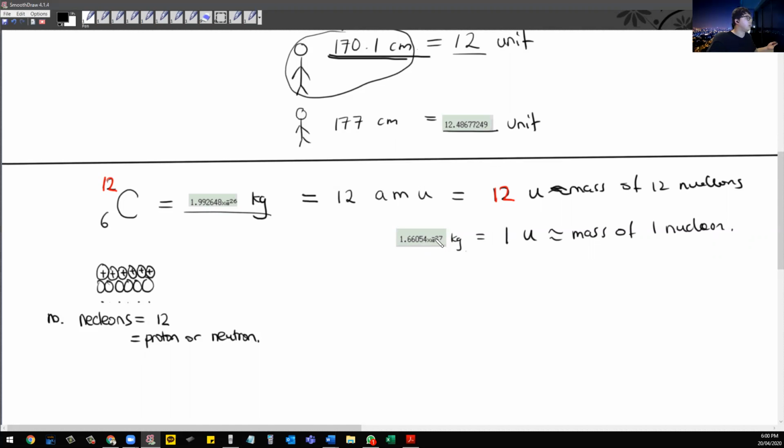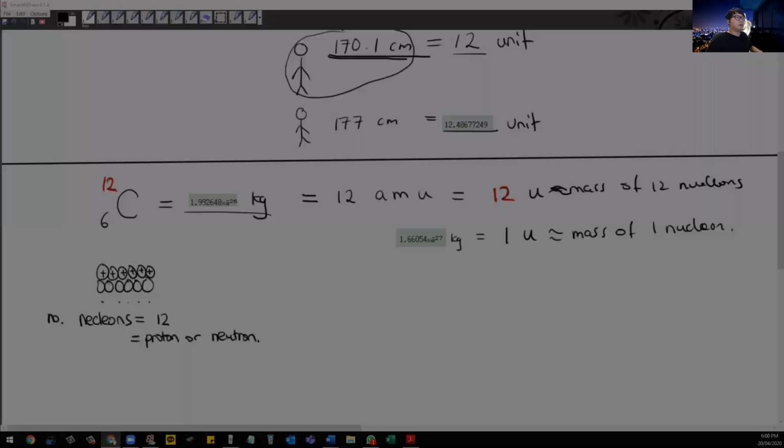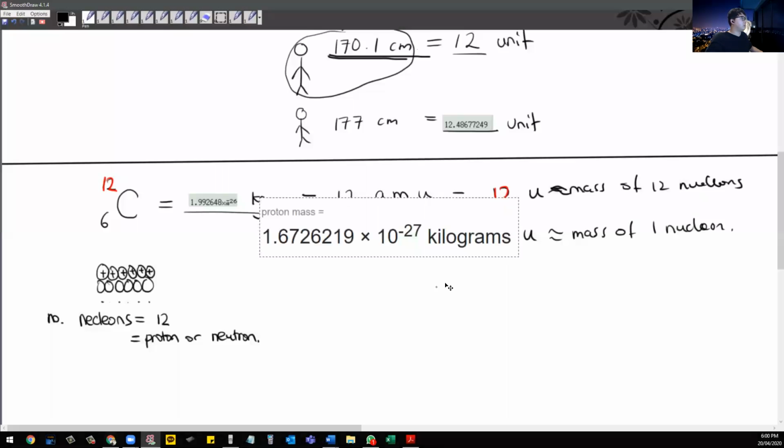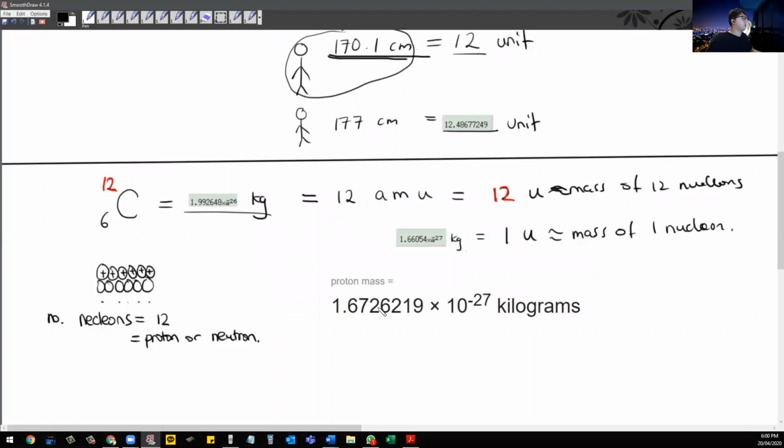And that must be, of course, approximately the mass of 1 nucleon, true? True. Now, do you guys know roughly the mass of a proton and the mass of a neutron? A proton and neutron? They're very similar. I'm not sure. Okay, so this is the mass of a proton in kilograms. You can see that that's very similar, right?